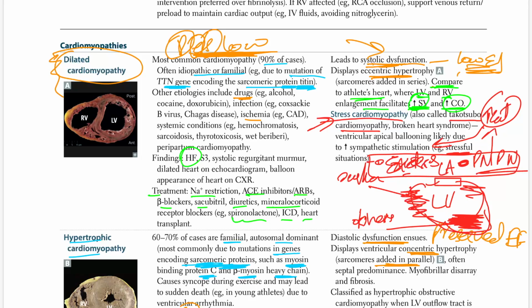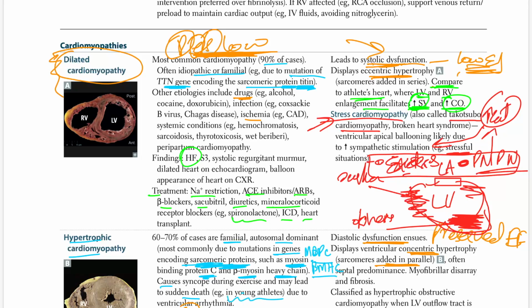So let's just write that. Myosin binding protein C and beta myosin heavy chain. Both of these could be problematic in hypertrophic cardiomyopathy as a familial cause. Other than that, you also can cause syncope during exercise, and may lead to sudden death in young athletes due to ventricular arrhythmia, high yield.